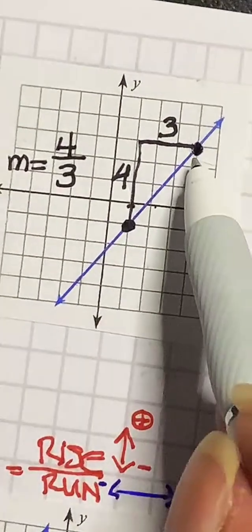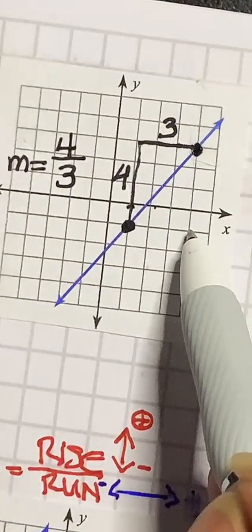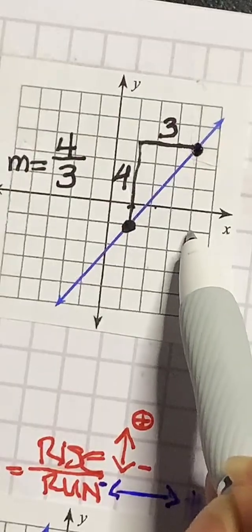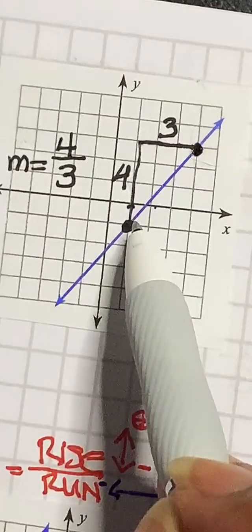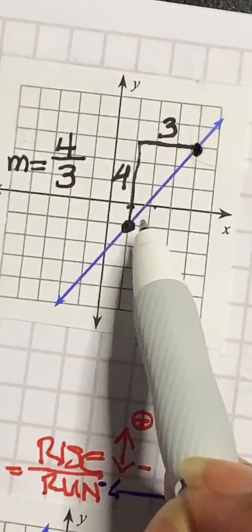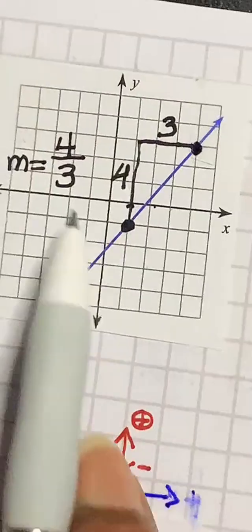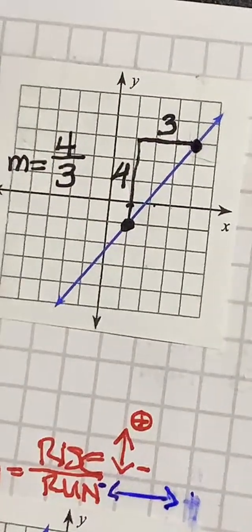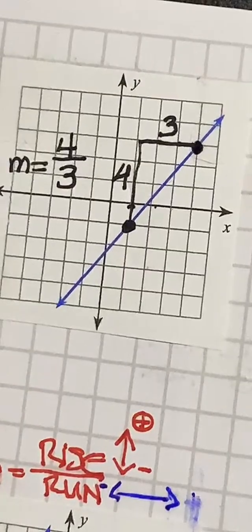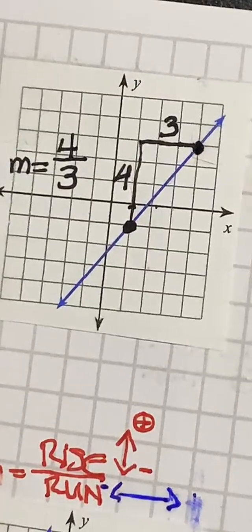Even if I went the other direction, if I went down 4, that would have been a negative 4. And to the left 3, that would be a negative 3. But a negative divided by a negative will give me a positive, which takes us right back to 4/3. Good.